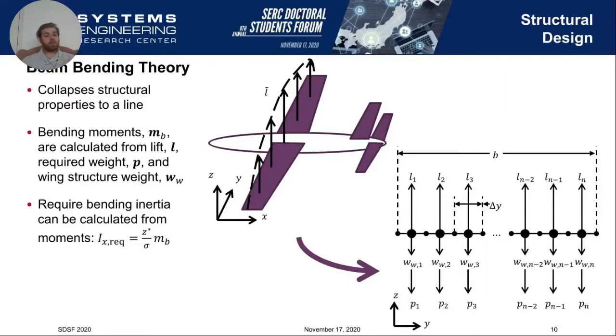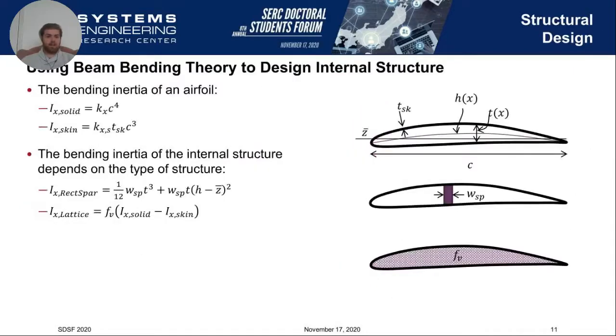So you sum up all the loads across the wing, and you can come up with a bending moment distribution. And from that bending moment distribution, right at the very bottom, we can use beam bending theory to come up with a required moment of inertia for the wing across the span.